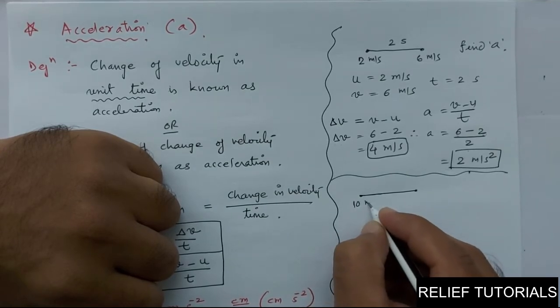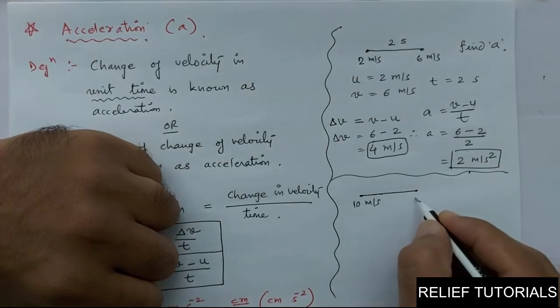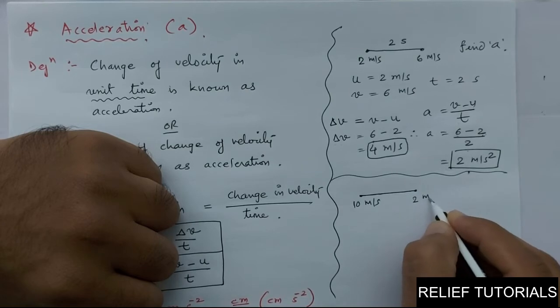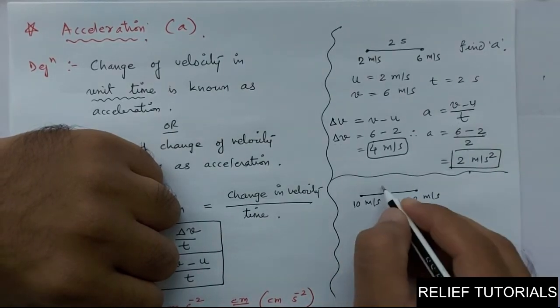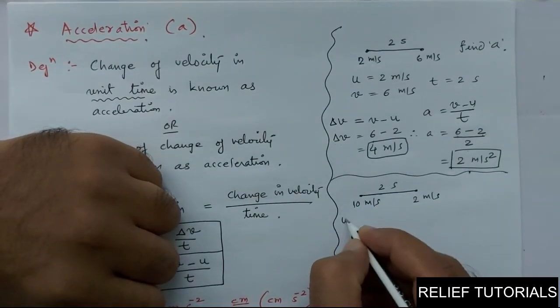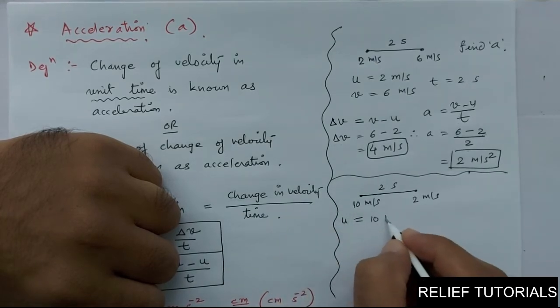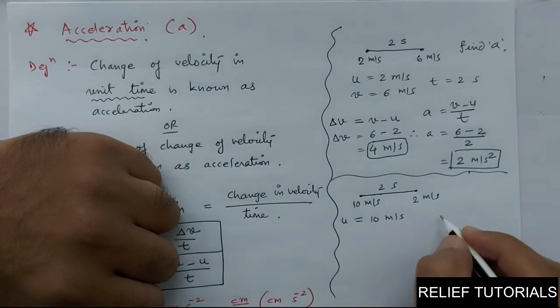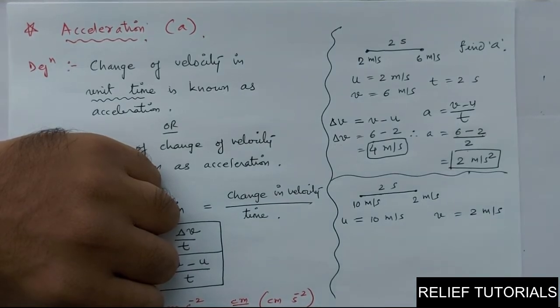Initially, the particle moves with 10 meter per second velocity. After some time, its velocity becomes 2 meter per second. It takes 2 seconds to change this. So what is the initial velocity? Initial velocity U is 10. And what is final velocity? Final velocity is 2 meter per second.